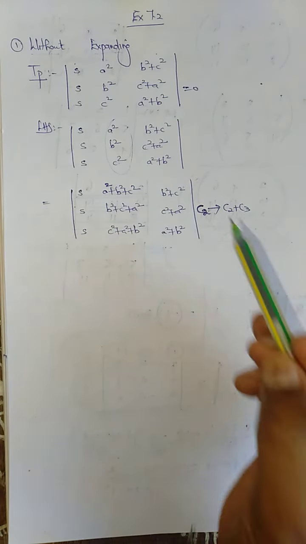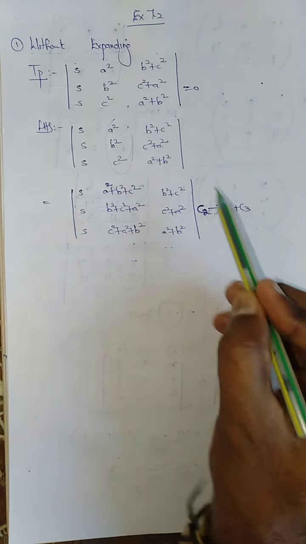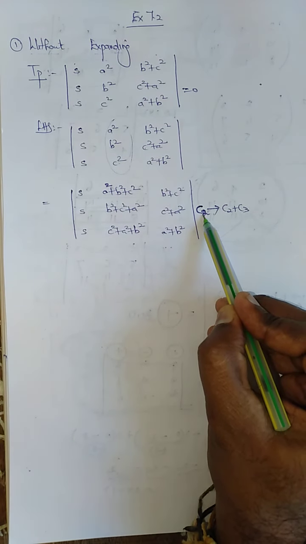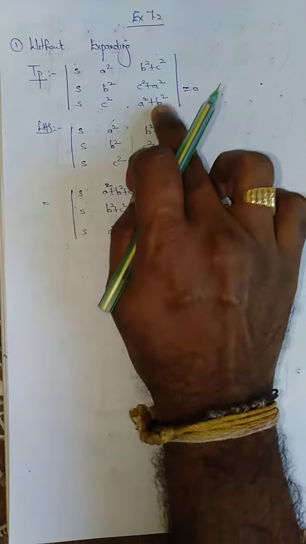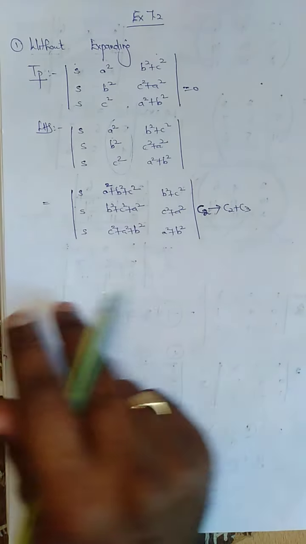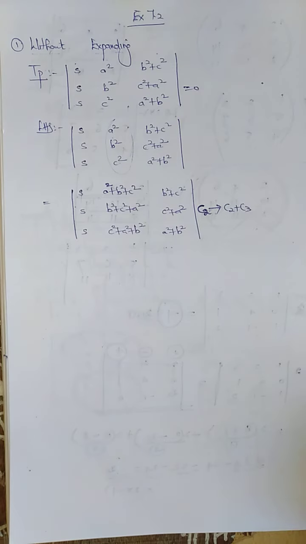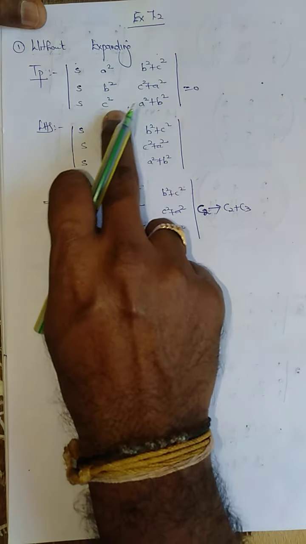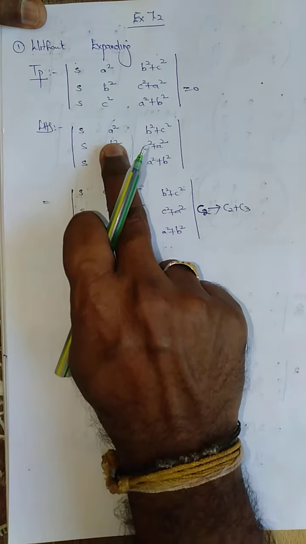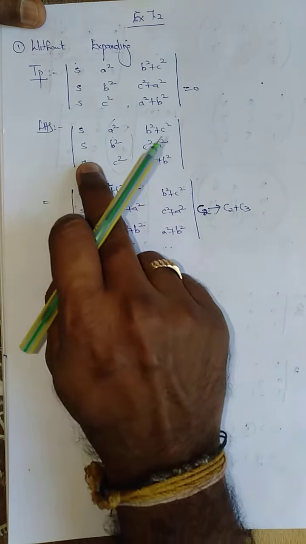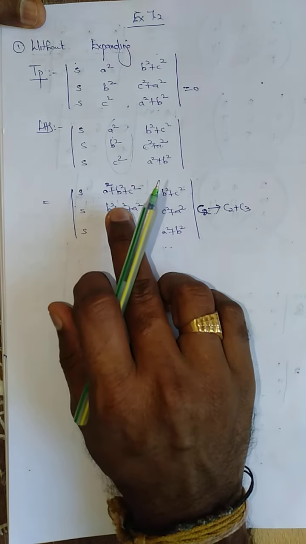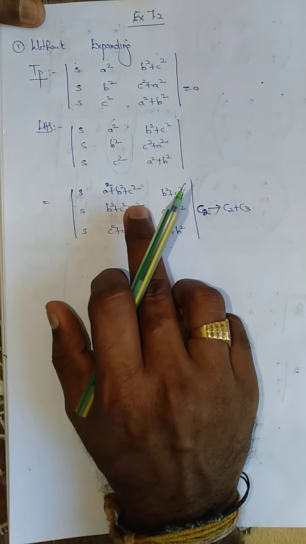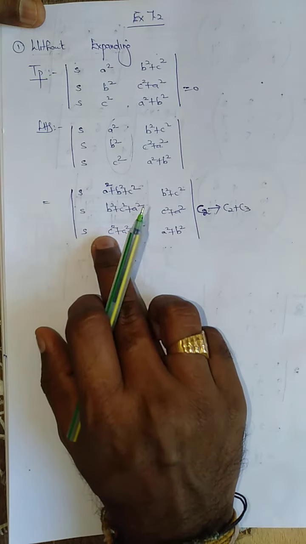What have I done? There is a change only in C2, by adding C2 plus C3. Because this is column 1, column 2, column 3: C1, C2, C3. These are the rules. So I am changing only C2, by C2 plus C3. After that, what is common in C2? A square plus B square plus C square in every row.